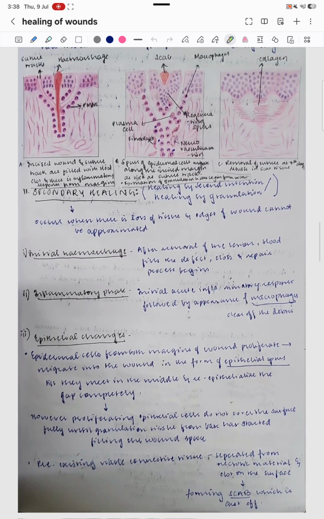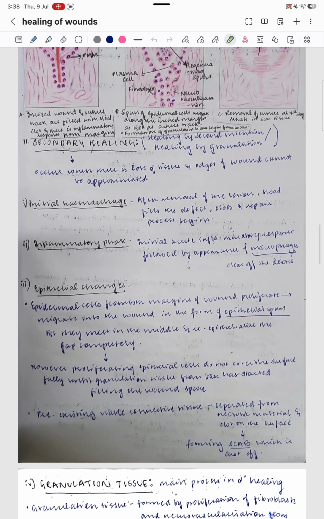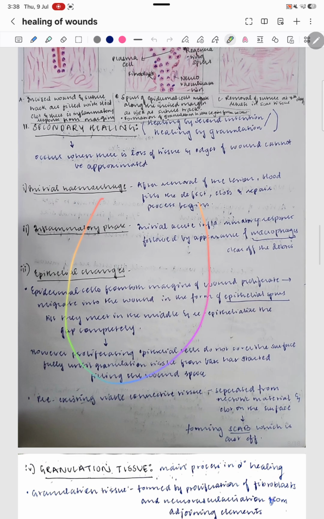In secondary healing what happens is, it occurs when there is a loss of tissue and the edges of the wound cannot be approximated. So in primary healing what we did is, we were able to identify the edges of the wound and then we used to suture it. But in secondary healing we are unable to identify the edges of the wound. The wound is a little big in such a way that we are unable to identify the edges itself.